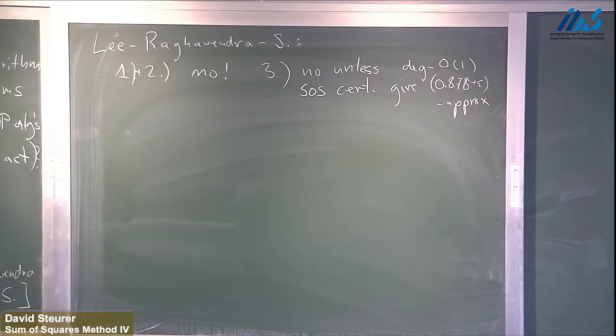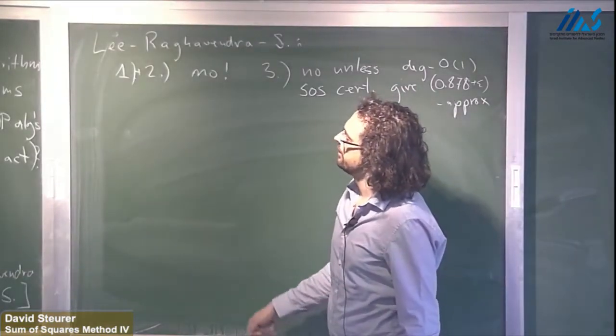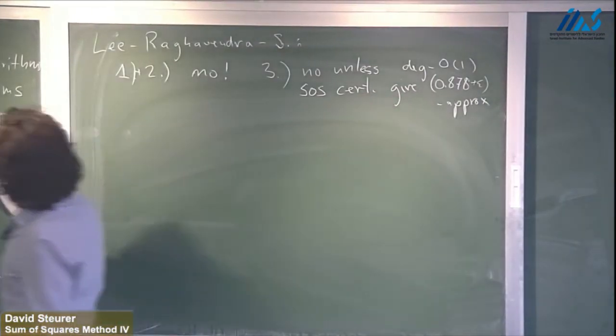So if I allow n to the log n time, does it correspond to degree log n? Yes, that's an excellent question. It turns out that for slightly smaller than log n, the correspondence is still true. In general, you would expect that.